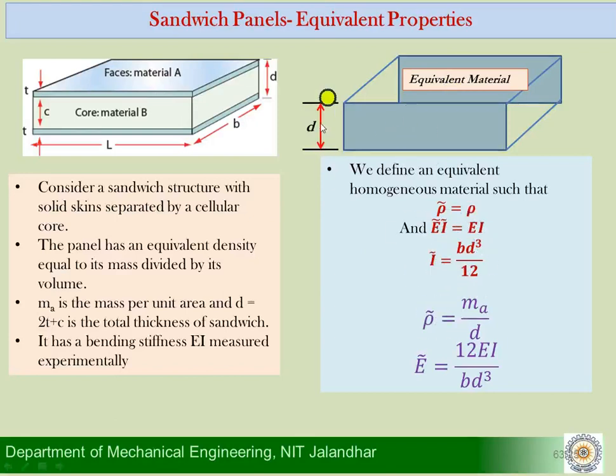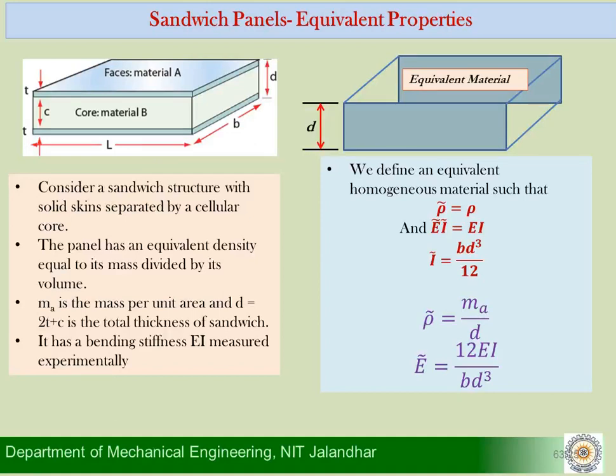I can simply say that because I have assumed that instead of two materials, this is made up of a single equivalent material, so that its I value or I bar value can be written as BD cube by 12. And this expression combined with E bar I bar gives me the value of E bar as 12 EI upon BD cube. Okay, so what we are trying to say is that although a sandwich structure or a sandwich panel is not made up of a single material, it contains two materials combined together, it actually goes well with our definition of the hybrid material.